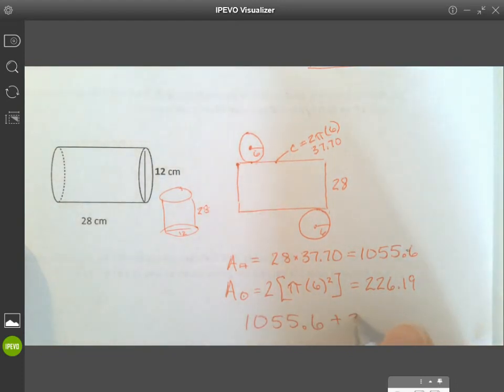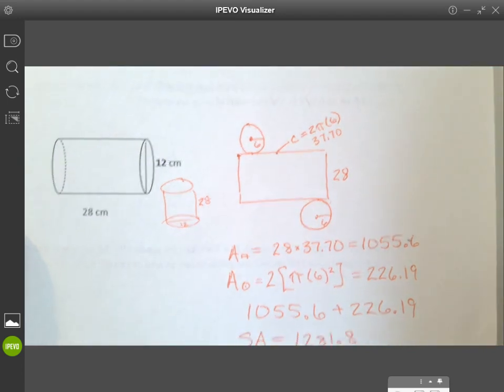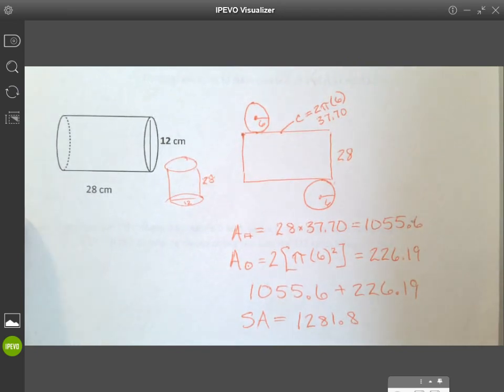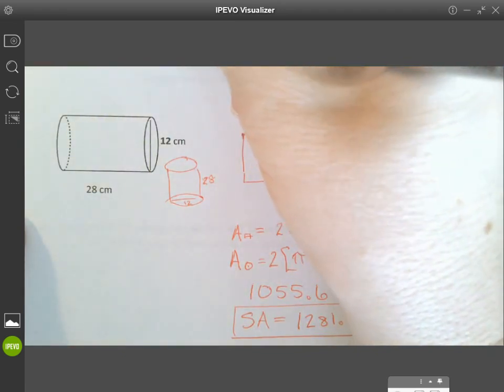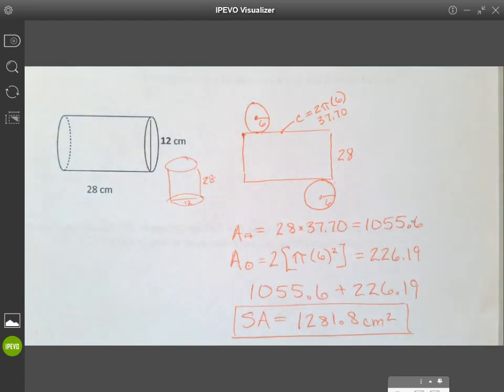All right, so what are we getting? Oh, and it's not. So I'm adding up all the areas. My final answer is surface area. And that should be 1,281.8. Does anybody agree with that number? All right, what would you label it? Centimeters squared. Yeah, I guess I should have labeled this top one surface area too. Okay, flip it over. And let's read this problem.